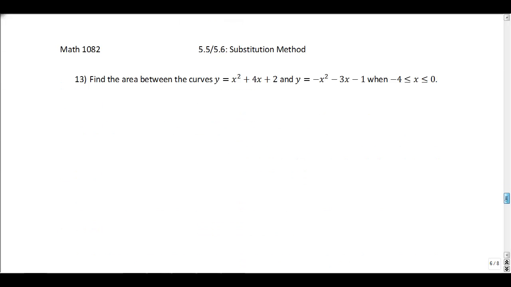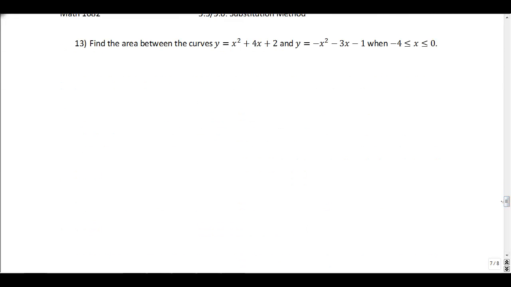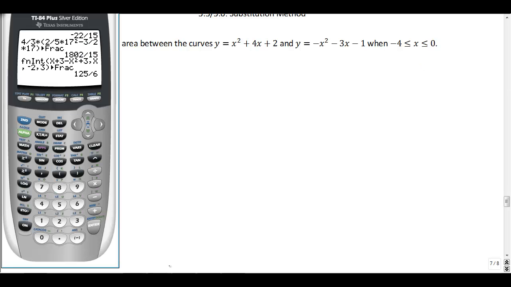Next one. Find the area between the curves y equals x squared plus 4x plus 2 and y equals negative x squared minus 3x minus 1 when negative 4 is less than x less than or equal to 0. So I guess I could graph these on my calculator. So I'm going to do x squared plus 4x plus 2 and negative x squared minus 3x minus 1. And I'm going to set my window.